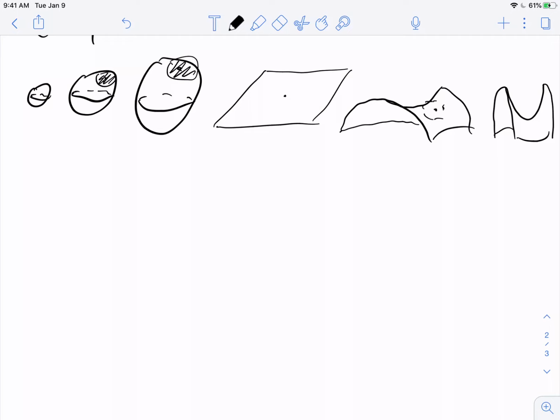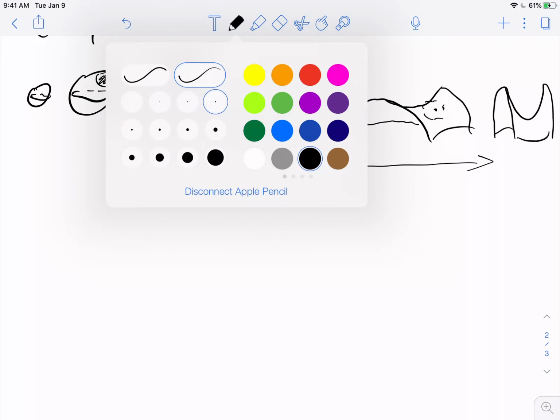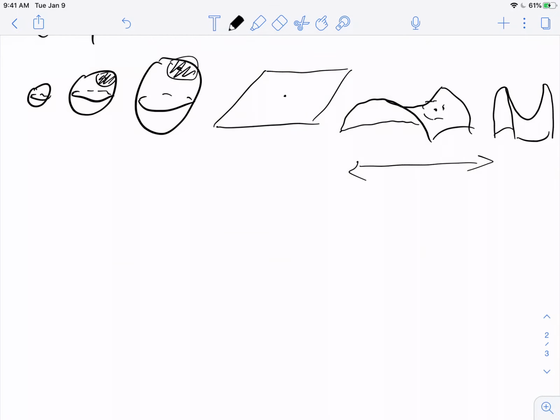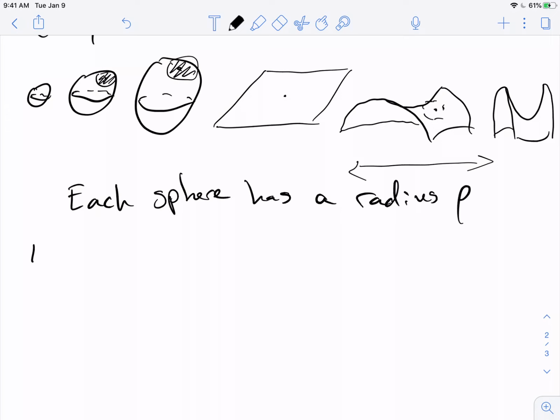And so there's a sequence of hyperbolic spaces which vary according to a parameter. And let's call that the radius. For lack of a better term, it's not really radius, but it kind of measures how curvy things are. So each sphere has a radius, rho, and each hyperbolic space does too.